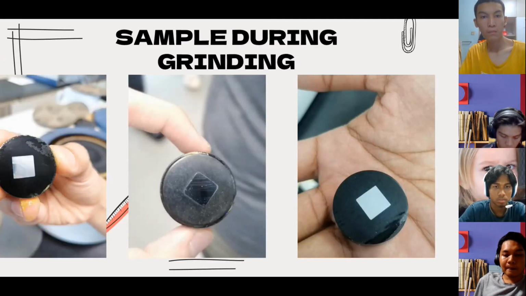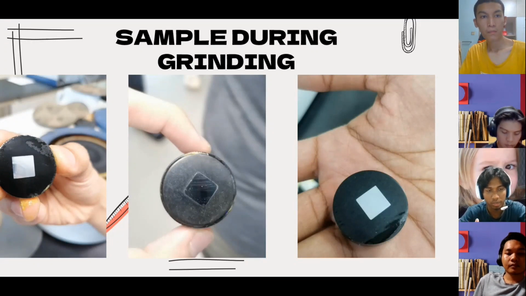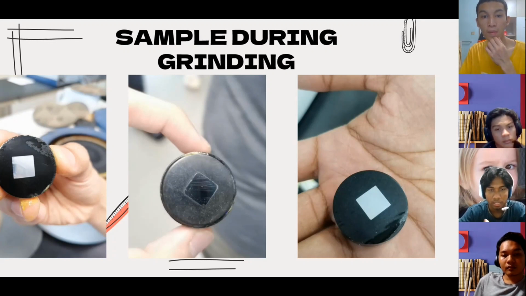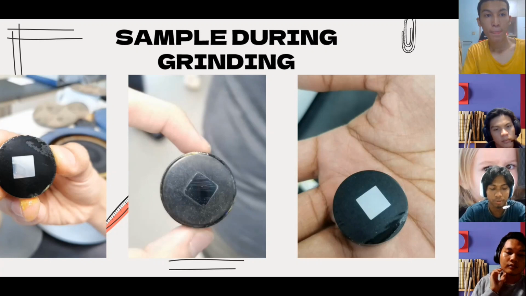So this is a sample during grinding. The left side is the beginning of the grinding. The second part is the middle of the process. And the last one is the final product of the grinding process.